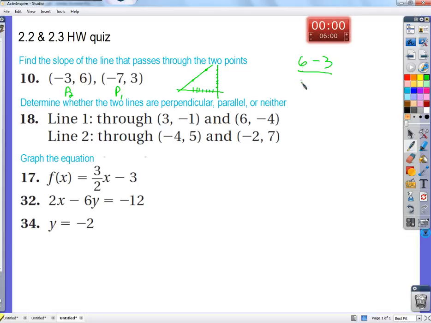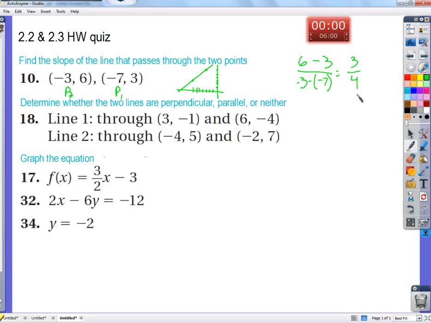So -3 down here, -7. 6 minus 3 is 3, and -3 plus 7 is 4, so there we go, 3/4. If we went the other way, 3 minus 6, that'd be -3, and -7 plus 3 would be -4, so we'd still get 3/4, negative divided by negative. Okay, questions? Just find the slope between 2 points. Good on that? Okay.